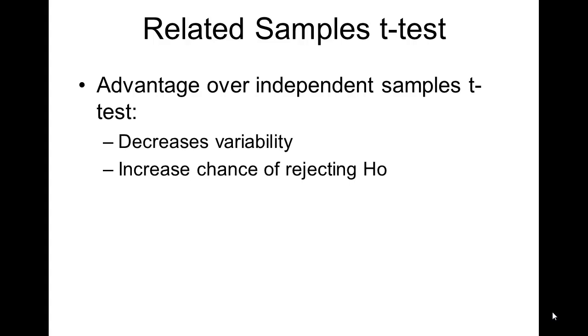When we ran the independent samples t-test, the two groups were completely 100% unrelated, and that increases variability. And when you have a decrease in variability, based on the way the formula for getting the t-statistic works, you increase your chance of rejecting the null hypothesis. So if you're able to have a related samples t-test, you have a little bit better chance of rejecting the null hypothesis than if you're running an independent samples t-test.